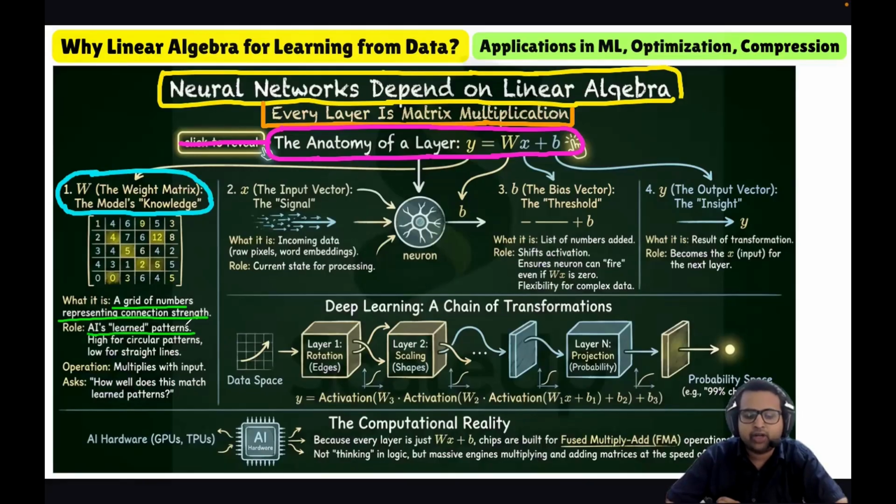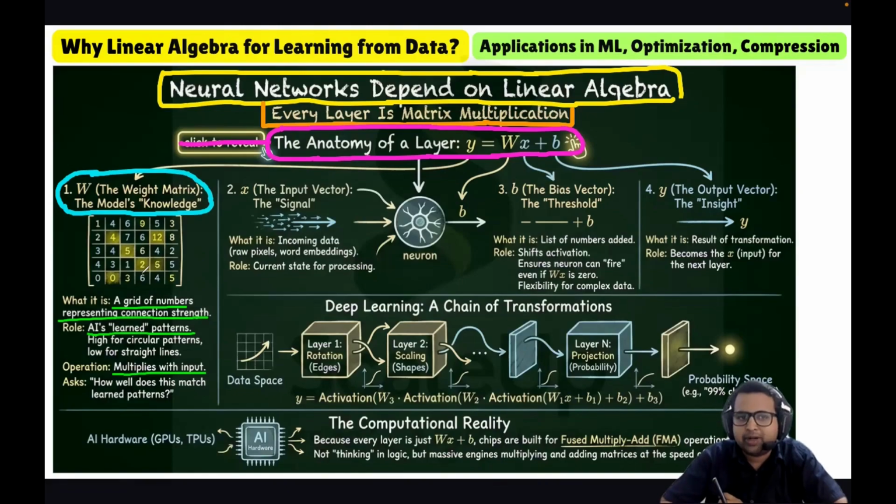If the AI is trying to recognize a circle, the numbers in W will be high for circular patterns and low for straight lines. So the numbers in this weight matrix represent the connection strengths, a pattern which the neural network is trying to learn. When we multiply the weight matrix with the input vector x, you are essentially asking how well does this input match the patterns I have learned.